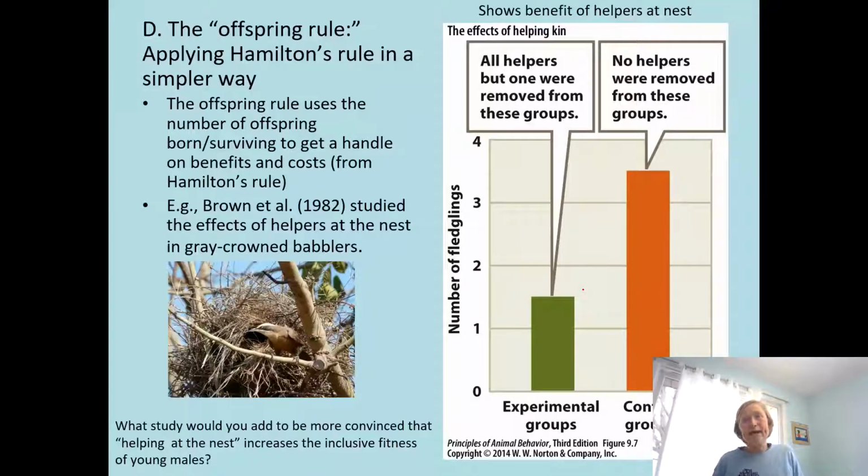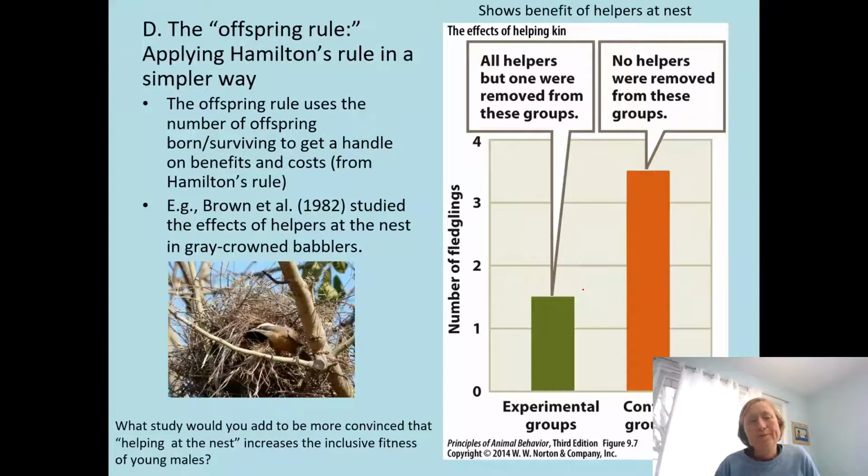You have to look at what the costs are, so to speak. The cost of helping is not being able to reproduce on your own. And if you can reproduce on your own and raise a bunch of offspring, then it pays off to reproduce on your own and gain direct fitness benefits rather than helping, right?